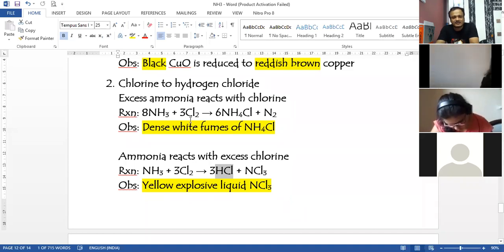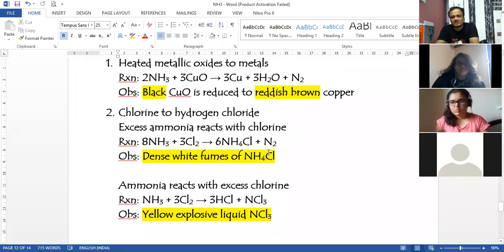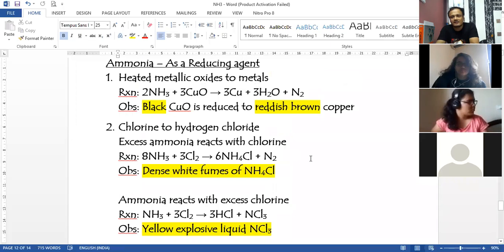Okay. Similarly, there is only one observation over here because both of them are gases. So dense white fumes of ammonium chloride will be the only observation you will be writing when ammonia, that is in excess, reacts with chlorine. Okay, so these are the three things which we'll be studying under ammonia as a reducing agent, right? So you need to study these three reactions, and you will also study the observations for these reactions.